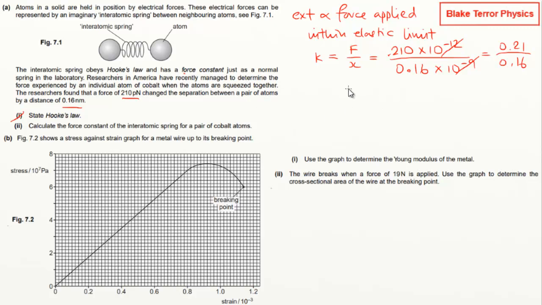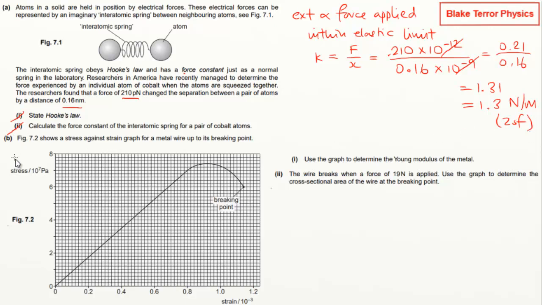And now we can just stick that in. It's going to be about 1.3 or thereabouts, isn't it? 21 divided by 16, 1.3125. And we're at two significant figures as usual. So 1.31 equals 1.3 newtons per meter. Two significant figures.